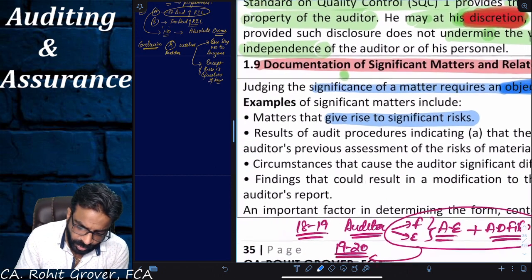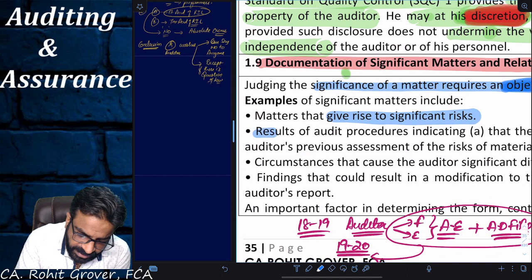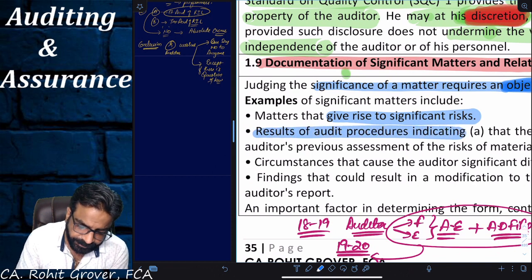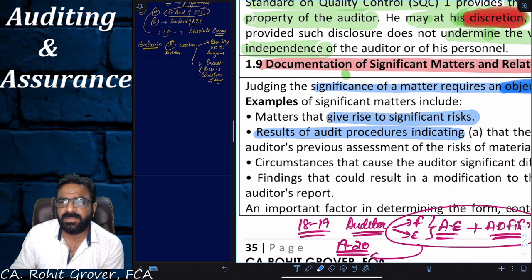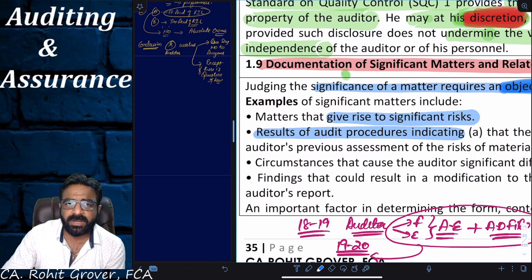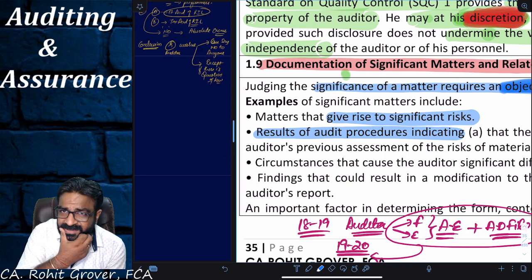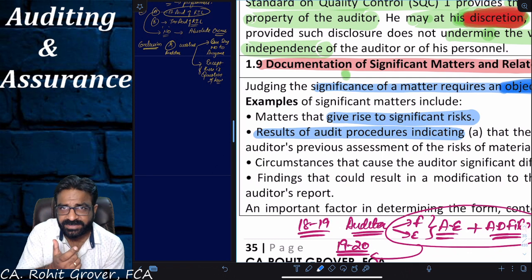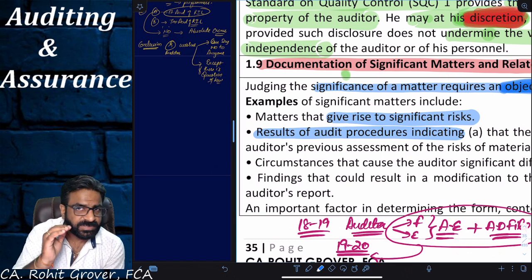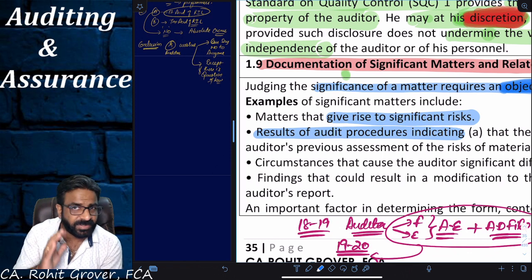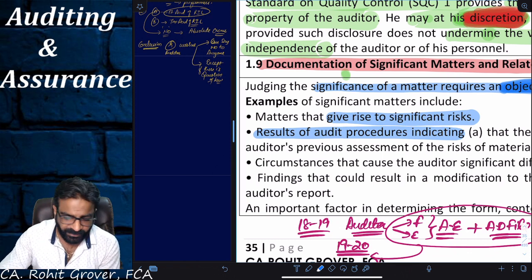Second thing, you should also make a record of the results of your audit procedures. Why should I make a record of my audit procedures, everyone? What is the benefit of making the records of audit procedure? So that next year it will guide you in terms of which kind of audit procedures you have followed last year. So next year it will be easy for you. It will consume less time to decide which audit procedures you are going to follow.